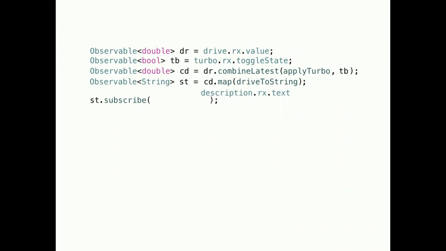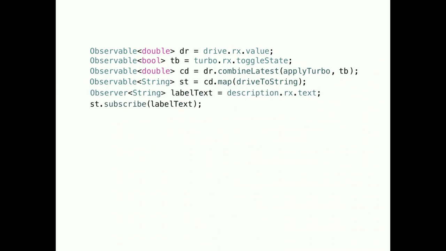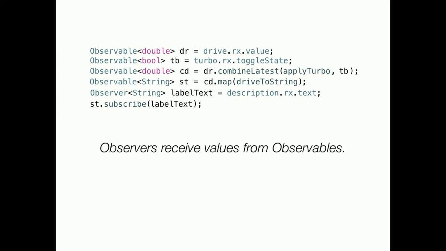So finally, we can create another local variable, and here we see that the description.rx.text is an observer. So an observer is something that receives the values from an observable. And the observable st has a method subscribe, which takes an observer. And subscribe means that whenever st generates new values, the label text observer will receive these values. And the description rx text, whenever it receives a value, it calls JUCE label set text. So this is how it's wired up. So observers just receive values from observables.